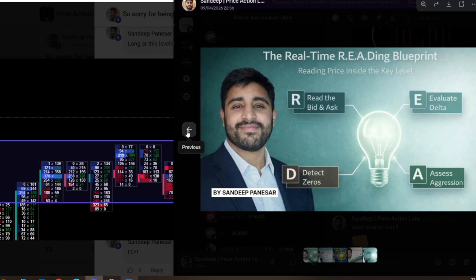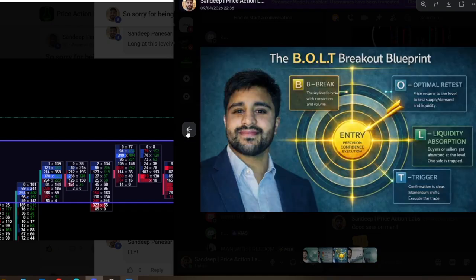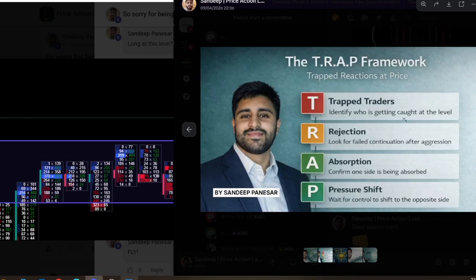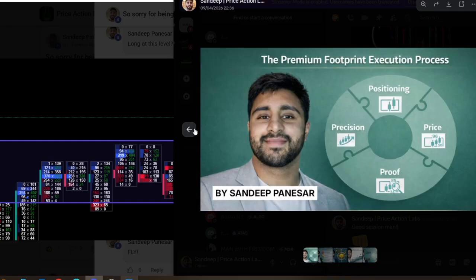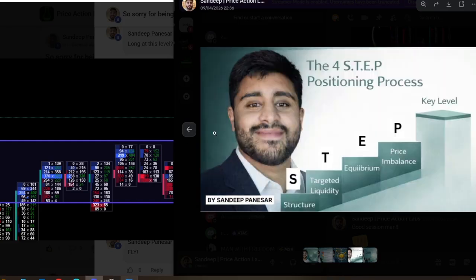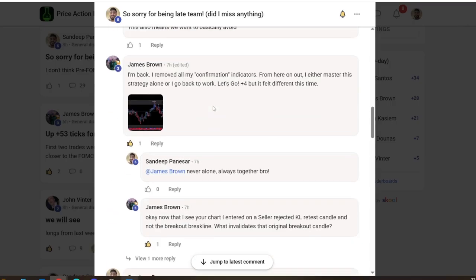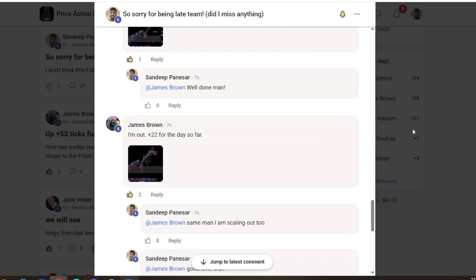Now from here, the next thing we'd go for is the proof. Proof is we use the trap framework. So the trap allows us to then execute with the Bolt. So what I'm going to do now is go straight to the Bolt, because this is my execution time frame. If we look at the Bolt, I think I broke this down step by step. Did I? I'm pretty sure I did.